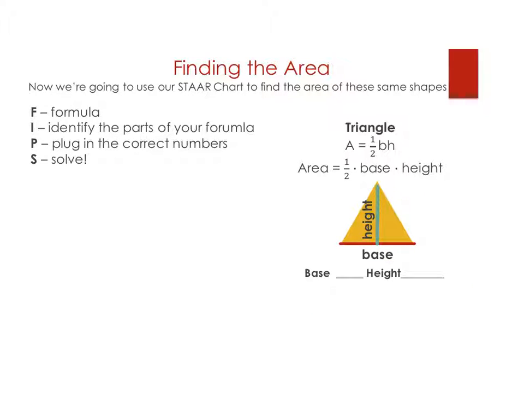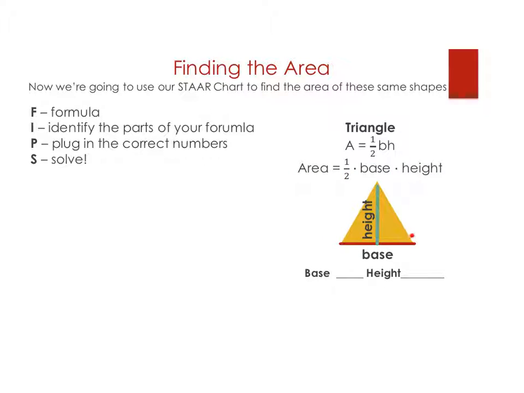All right, now we have a triangle here. So first thing we're going to do for FIPS is F, formula. What's the formula for a triangle? If we go to our star chart, the formula for a triangle is area equals 1/2 BH. What does that mean? It means area equals 1/2 times the base times the height.